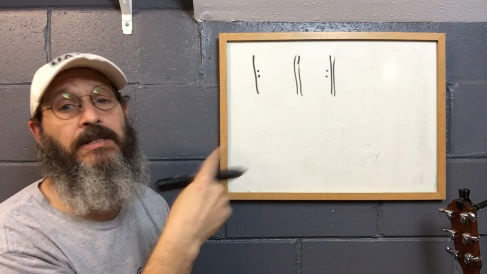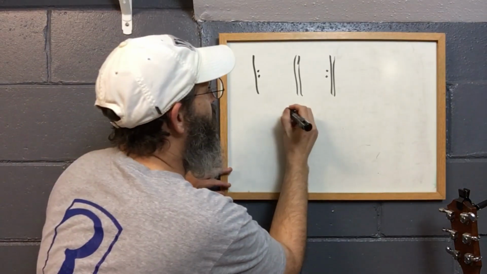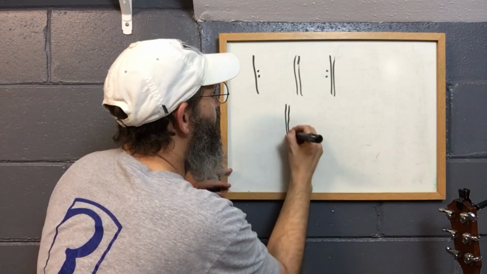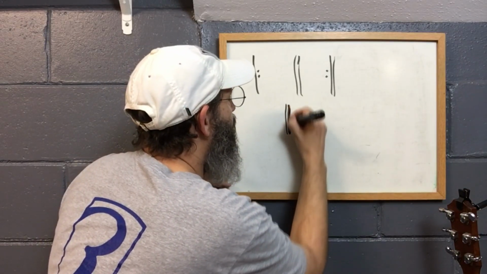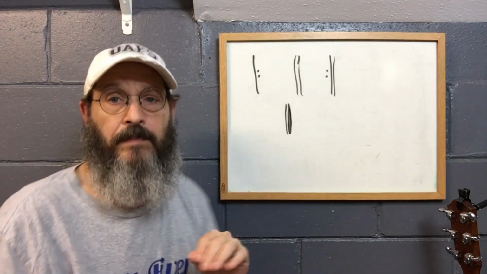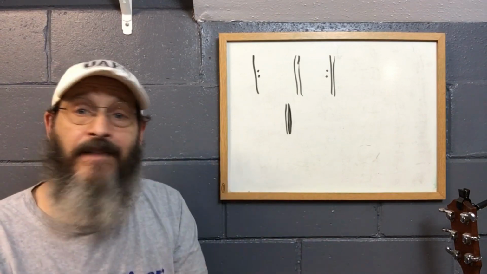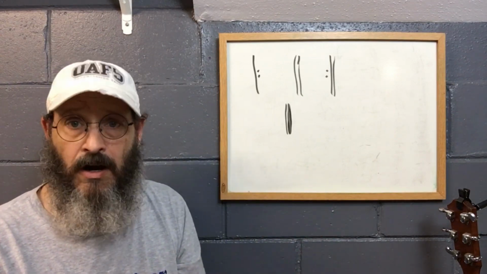And notice that the two little dots can be on either side of the double bar. And then our final one is appropriately titled the final bar line. And notice it's a double bar line with a heavier line on the right. And that heavy line tells us that we're at the end of a song.